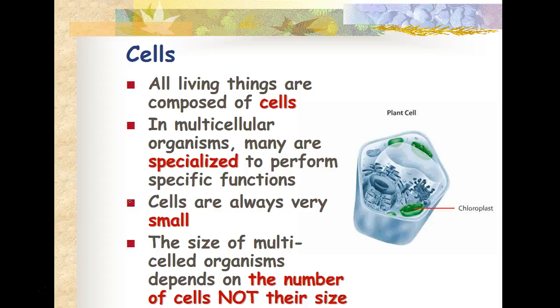So since an elephant is so big, it doesn't have big cells. Since a mouse is so tiny, it doesn't have super tiny cells. Everything has the same size cells. There's just more of them. So an elephant would have the same size cells that I have, just a lot more. I would have the same size cell that a mouse has, just a lot more.